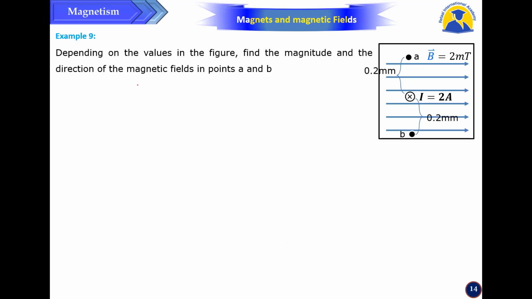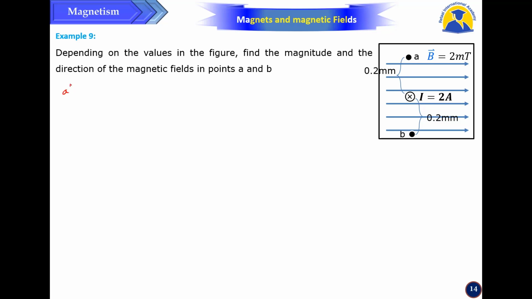Example 9. Depending on the values in the figure, find the magnitude and the direction of the magnetic fields in points A and B. At point A, we have two magnetic fields, one from wire and the second from the original magnetic field, which is 2 millitesla. Now, first we need to find the magnetic field from wire.